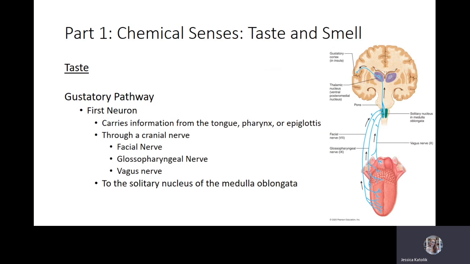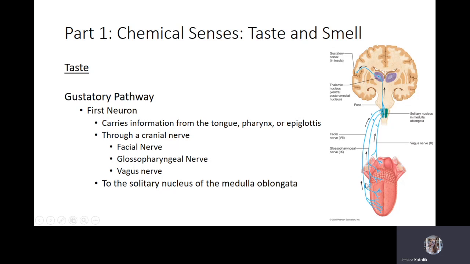How does this information actually get to the central nervous system? And what kind of neurons or nerves are we going to use? So here we're really going to look at the taste or gustatory pathway. And in this pathway, we're going to focus on 3 nerves. So I divided it into kind of 3 parts or 3 slides. So first and foremost, what's going to happen is information is going to be carried away from the tongue, the pharynx, epiglottis, those regions of the mouth, and then it'll be carried to the medulla oblongata.